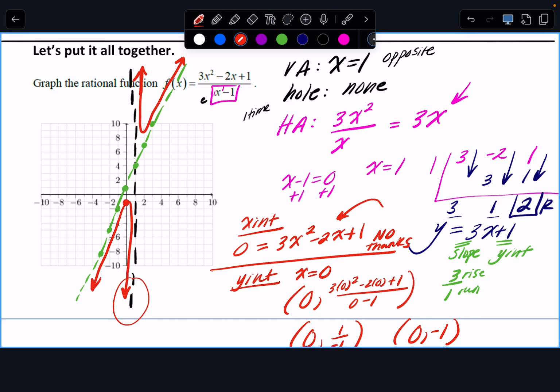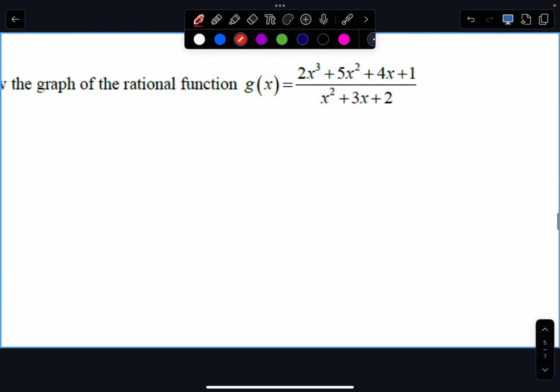I always have a kid saying, well, the domain should be from negative infinity to 1 to infinity. It is. Isn't it slowly growing this way forever, everybody, to the left? And isn't it then slowly going right forever? So yeah, it's good. We're good. Looks good. Okay, good. Let's do another one.